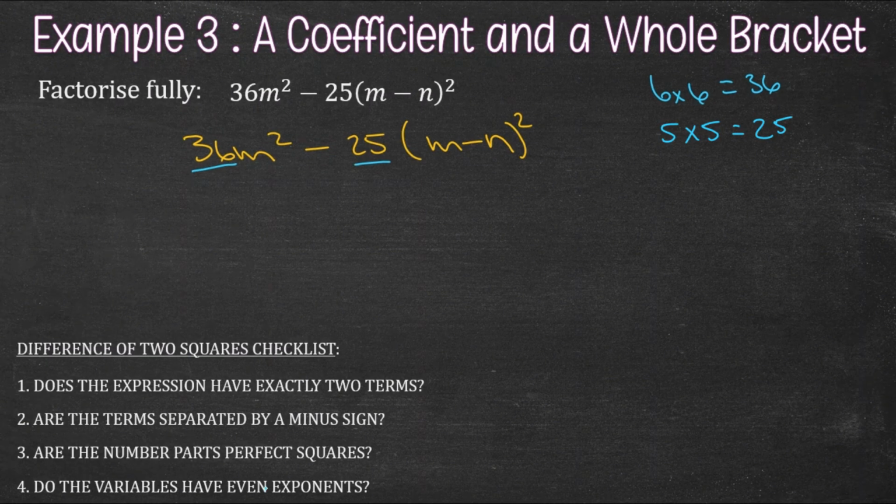And do the variables have even exponents? Here the m variable has 2 for an exponent, so yes. And this m minus n is in brackets. It's a package. Let's treat it as a variable. The exponent is 2. It's also even. So yes, this whole expression is a difference of two squares.